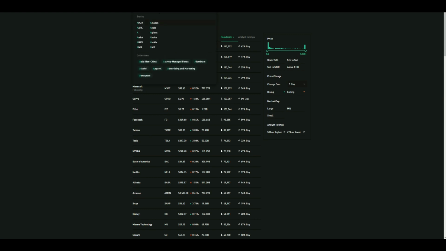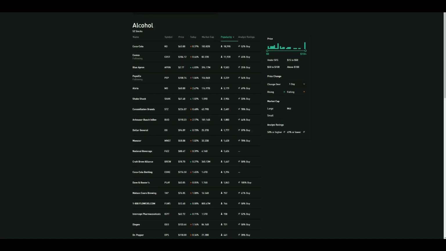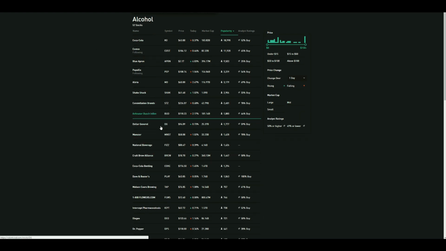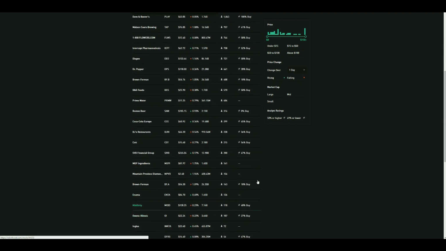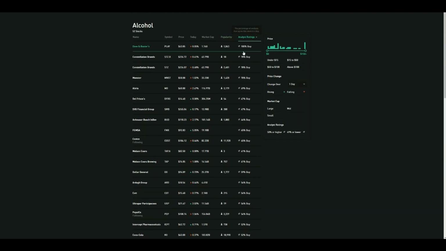But if we wanted to look up collections, if I just type one letter in, you can see all these collections. So if I want to look up some alcoholic stocks, I could click on alcohol, and we have Coca-Cola, Costco, Blue Apron. So stocks that either sell or manufacture or retail alcohol would be displayed here. We have Craft Brew Alliance, Coca-Cola Bottling, Molson Coors Brewing, so a couple other stocks here. So that's kind of interesting.